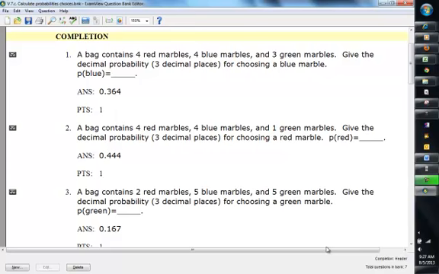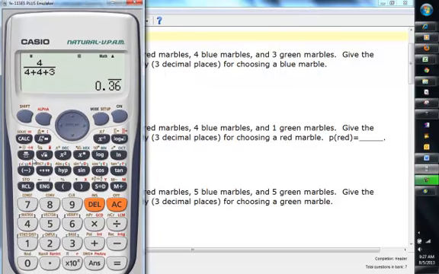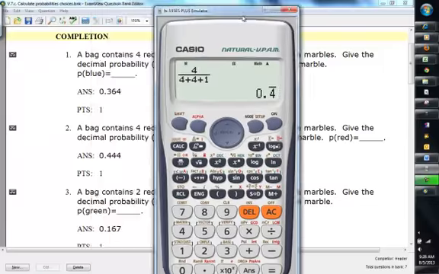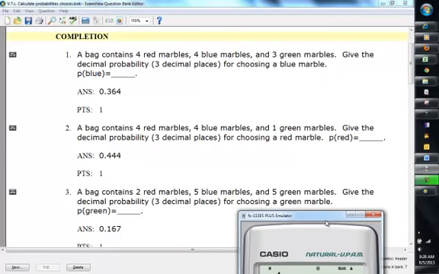Find the probability of choosing a red marble, so that's 4 over 4 plus 4 plus 1, and that works out to be 0.444, repeating.